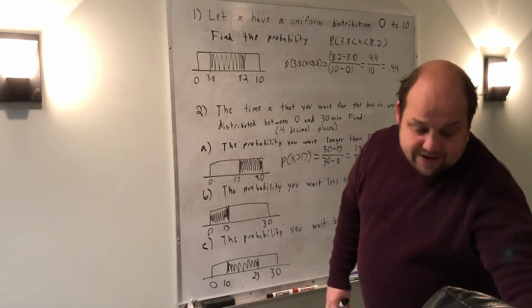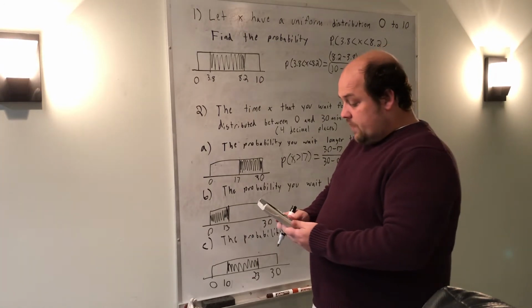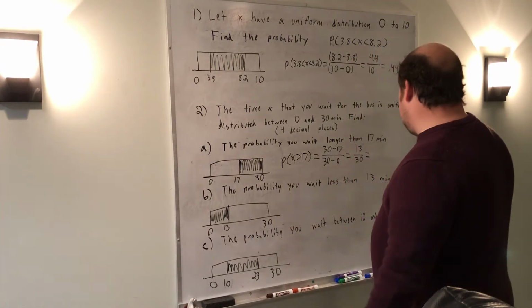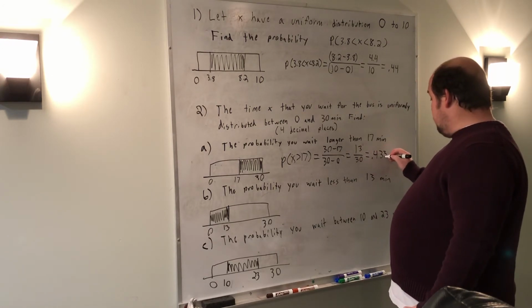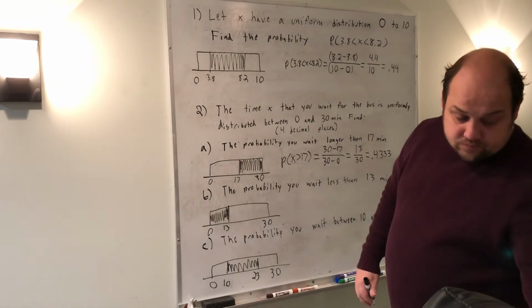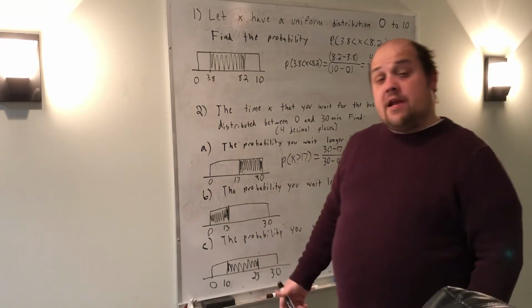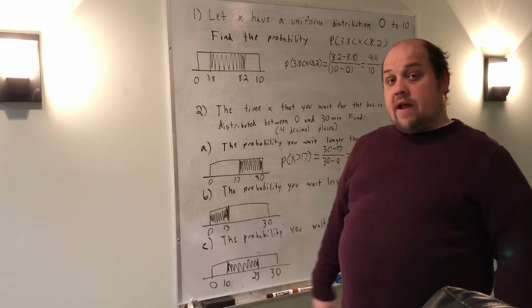When I put that into my calculator, 13 divided by 30 gives me 0.4333 repeated. So I'm going to call it 0.4333 because it's said to go to 4 decimal places. I'm dropping a 3 because what I'm dropping is less than 5. I don't need to round up that last digit.